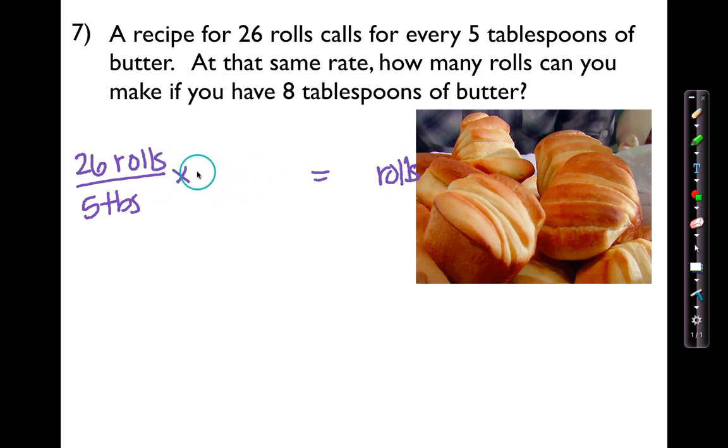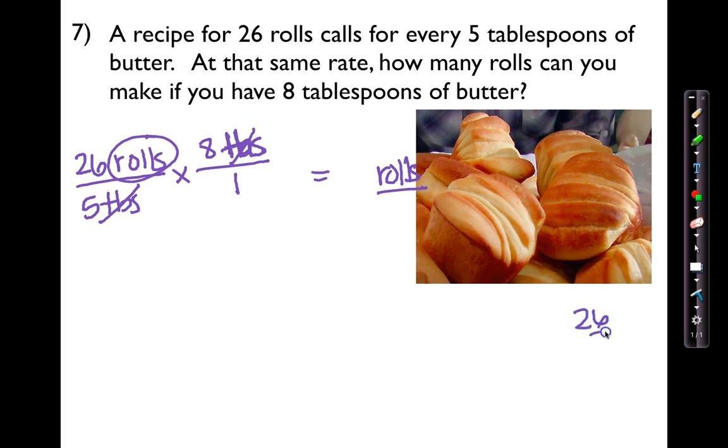So what you're going to do is you want the tablespoons to cancel out. So I'm going to go ahead and put tablespoons up here. Okay, and I'm going to go ahead and just write it over 1. Why? Because by having tablespoons up here, I know this looks strange, sorry about that, you're going to find the tablespoons eliminate and it's only going to be left with rolls, which is the ending result that I want. So here, you're just going to multiply 26 times 8, which we kind of already did.